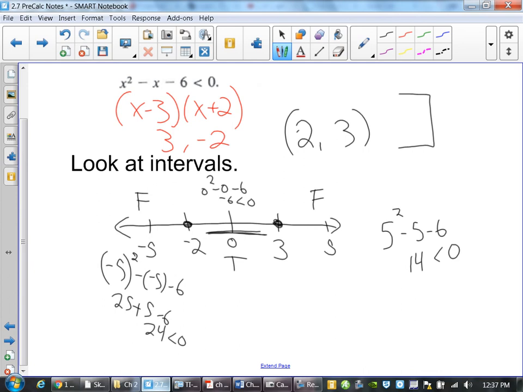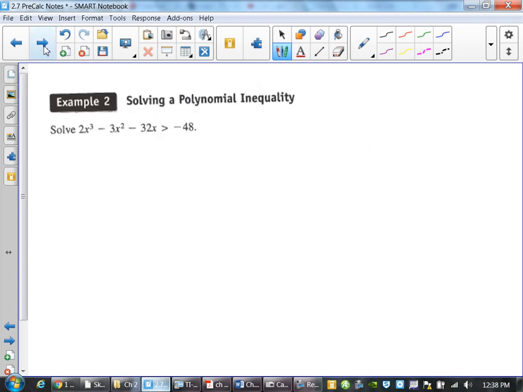It really kind of depends. So if it's less than or equal to, you do that, it's a hard bracket. At least I think that's how you graph it. Let's try another one.